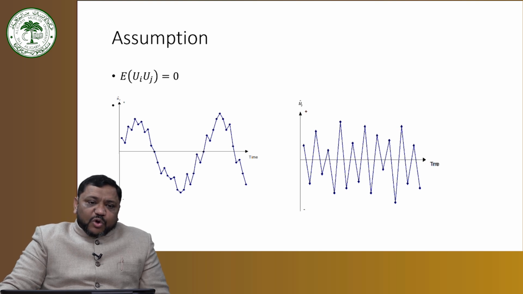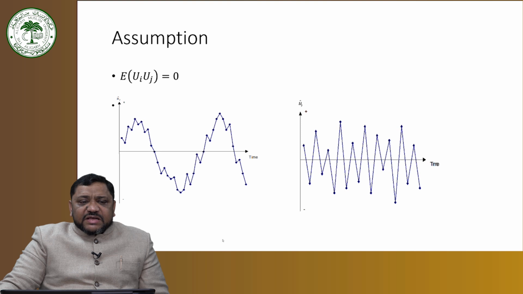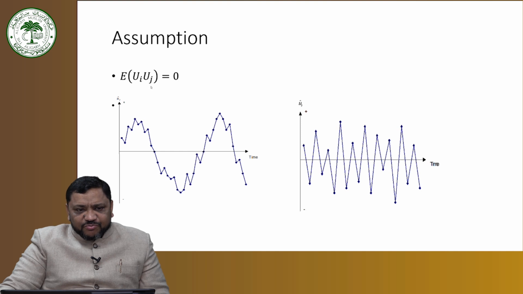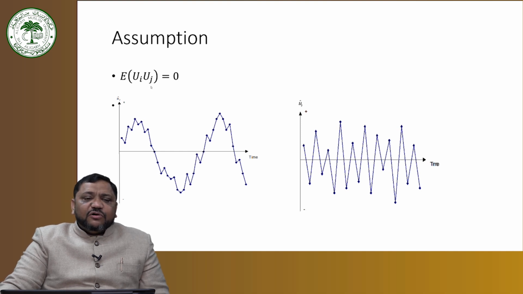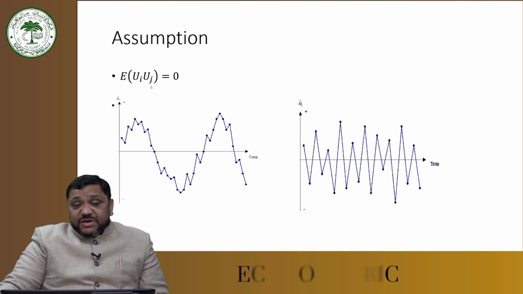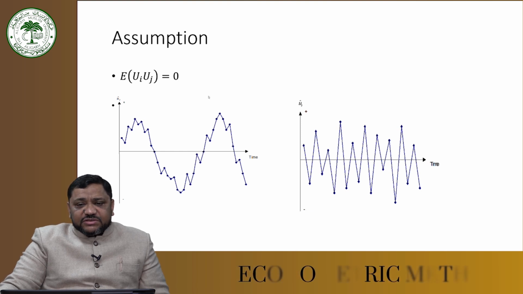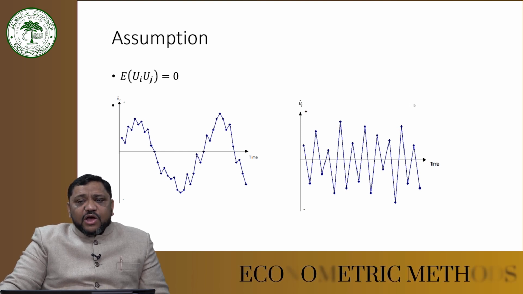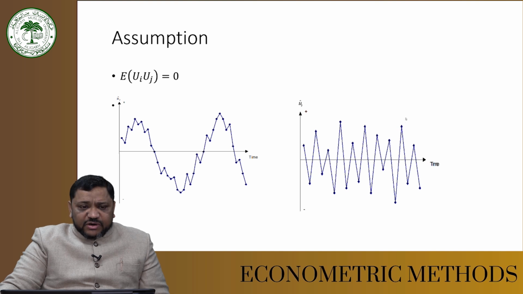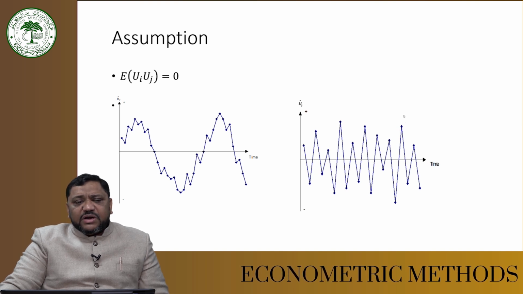Now, we come to the next assumption. This assumption says that two values of the error term are not related, or symbolically, the expected value of ui, uj is equal to 0. This means that all the covariances of any ui with any other uj, one error term at one period denoted ui, the next period uj, are equal to 0.